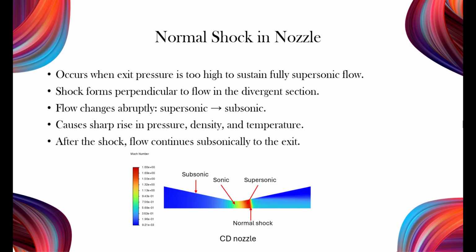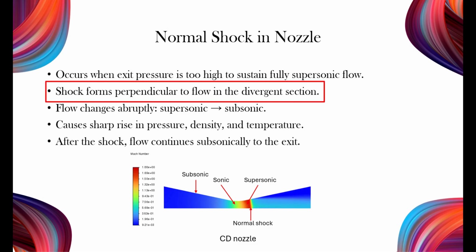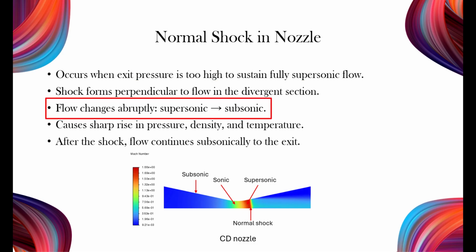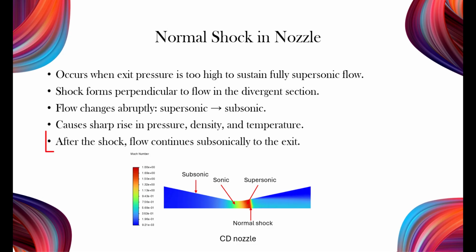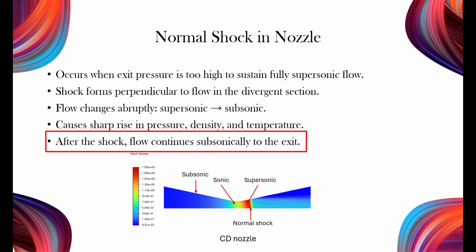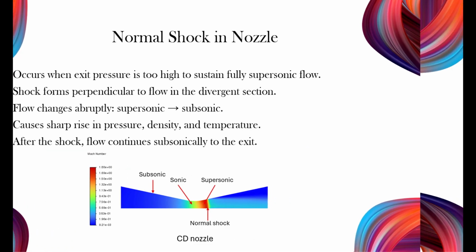A normal shock occurs in a CD nozzle when the exit pressure is high enough to prevent supersonic flow throughout the divergent section. The shock forms perpendicular to the flow somewhere in the divergent region, causing the supersonic flow to suddenly decelerate to subsonic speeds. This abrupt transition results in a sharp increase in pressure, density, and temperature. After the shock, the flow continues subsonically toward the nozzle exit.